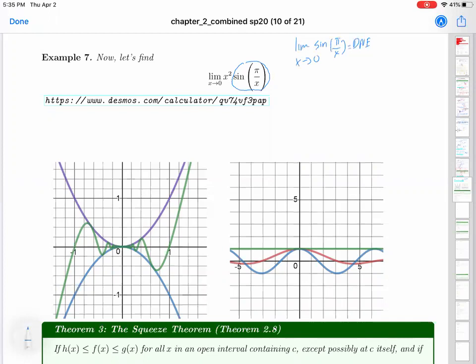Okay, so that means we cannot use the product rule to find the limit of this function, because you have x squared times sine of pi over x. Since the limit of the sine factor doesn't exist, we cannot use the product rule. So what else can we use? Let's look at this graph.